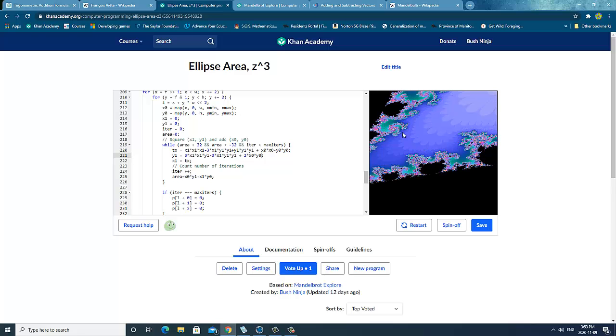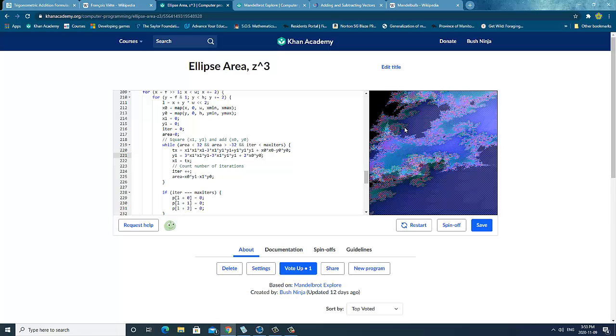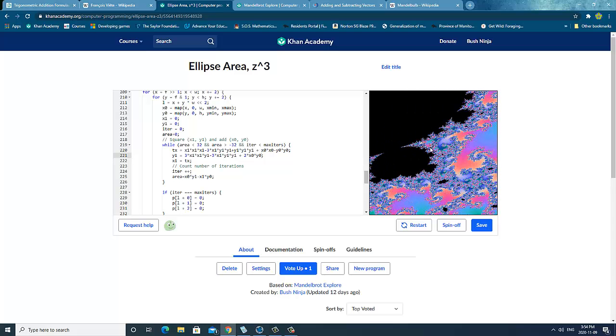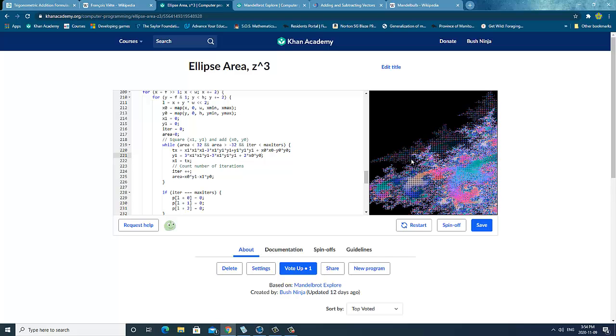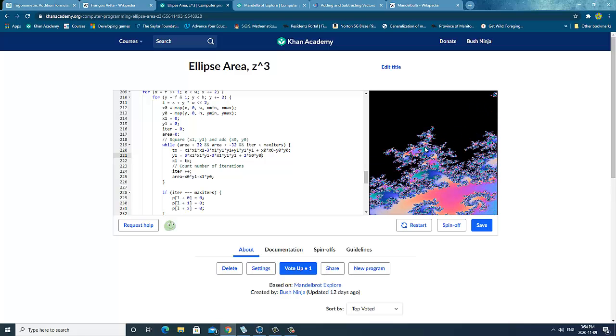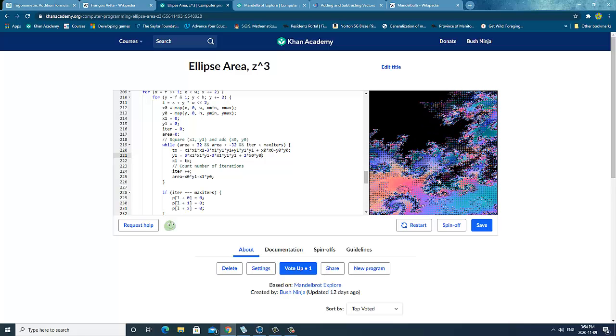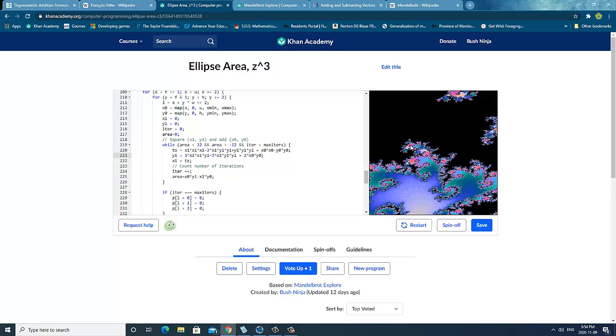I almost said it. But anyway, it's the exact same thing. I mean, I was kind of expecting a mess. It's just squished. That's pretty cool.